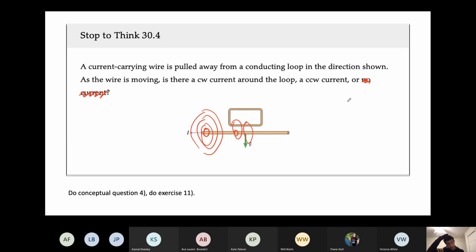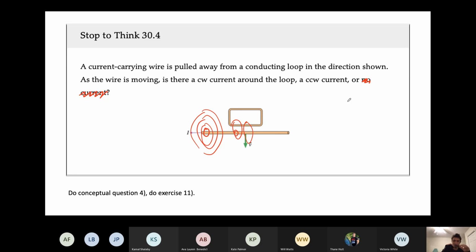Okay, so is this part okay? If it is, raise your hand. Okay, say that again. Okay.